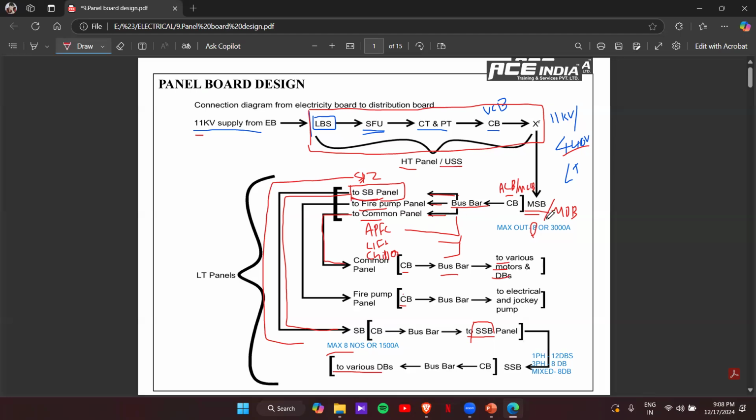Even if your building has only 8 SBs or 8 panels, you can take directly from the MSB itself, no problem. If you have only 8 SSBs, from the MSB you can take the 8 SSB connections. That's it.